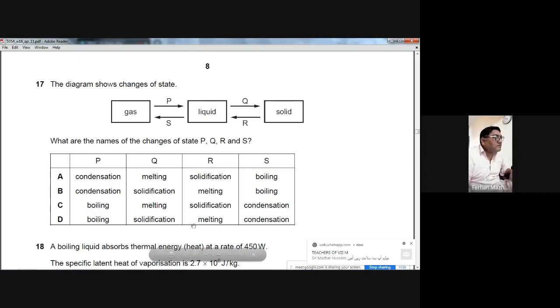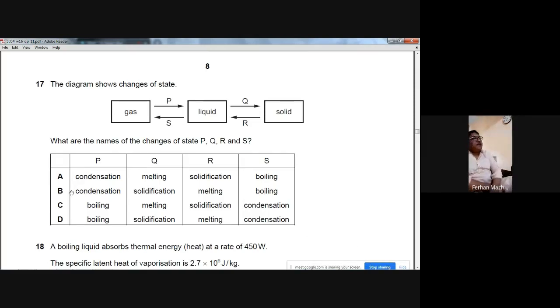So the correct choice is B. Question number 17, the choice should be B. P is condensation, then solidification, R represents melting, and S represents boiling.